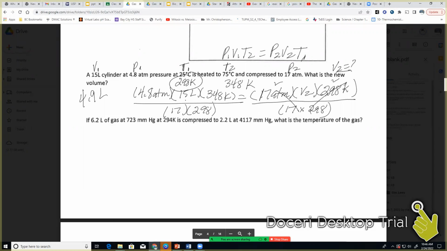Did that work? Whatever you're doing, let's figure it out. I don't know, the calculator reads the order of operations differently. So let's just do 4.8 times 15 times 348, all right? And then I hit divide and it'll carry that number down. And then 17 times 298. That's what's there on my denominator. Get your 4.9.